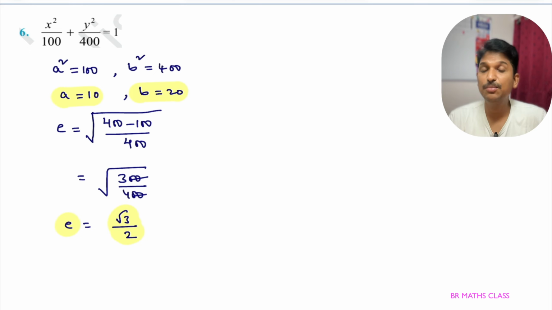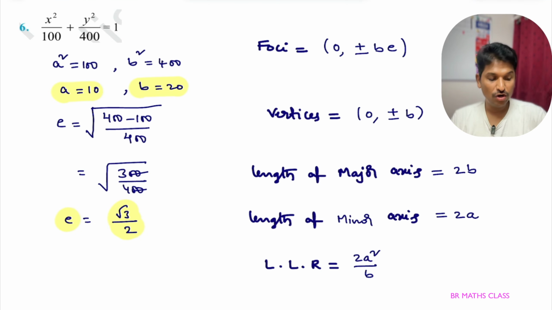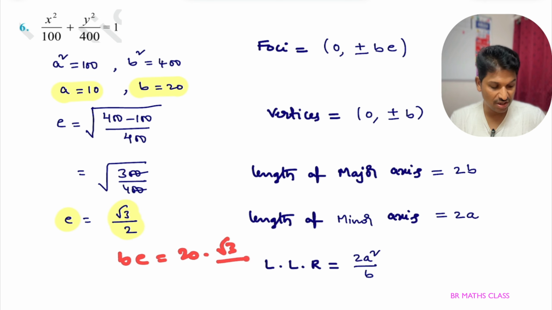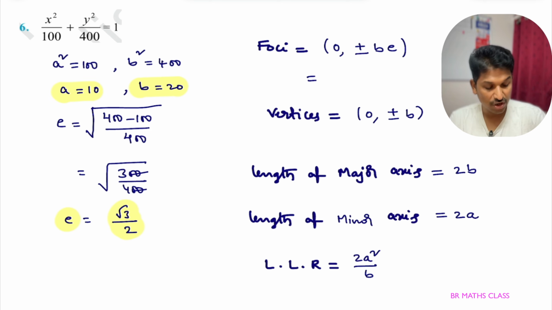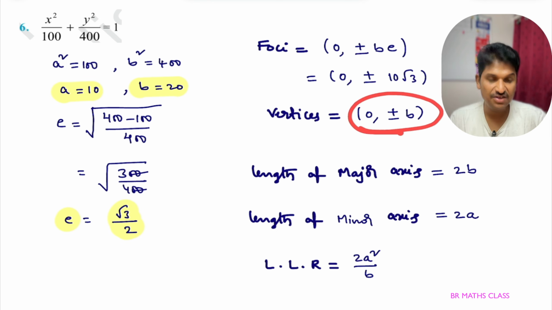As it is the second type, what are its formulas? Foci formula is 0 comma plus or minus be. You calculate be. b is what? 20. e is what? Root 3 divided by 2. So this 2 in this 20 goes 10 times, it is 10 root 3. So foci is 0 comma plus or minus 10 root 3. And vertices formula is 0 comma plus or minus b.